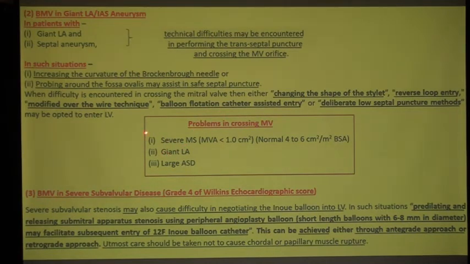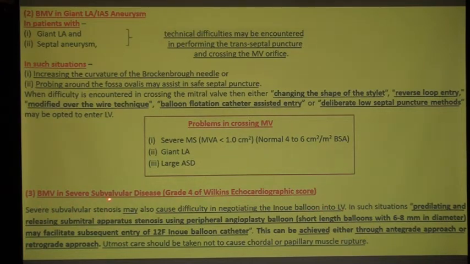Now what are the problems in crossing the mitral valve? Number one, severe mitral stenosis, means mitral valve area less than 1 centimeter square, because normally it is 4 to 6 centimeter square. Then giant LA, giant left atria is a problem in crossing the MV. Then large atrial septal defect is a problem in crossing the mitral valve. Then the third scenario, balloon mitral valvulotomy in severe subvalvular disease like grade 4 of Wilkins echocardiographic score. Severe subvalvular stenosis may cause difficulty in negotiating the Inoue balloon into the LV.